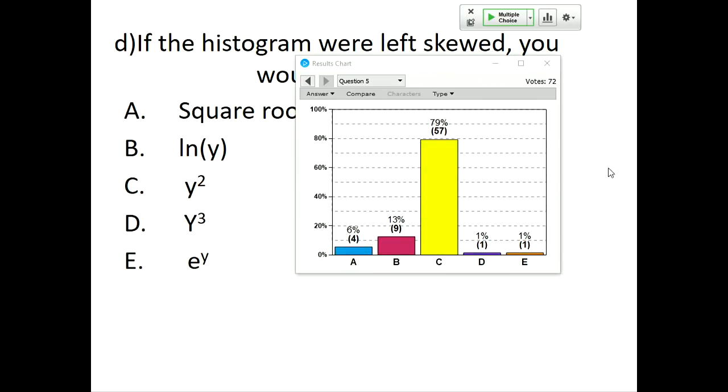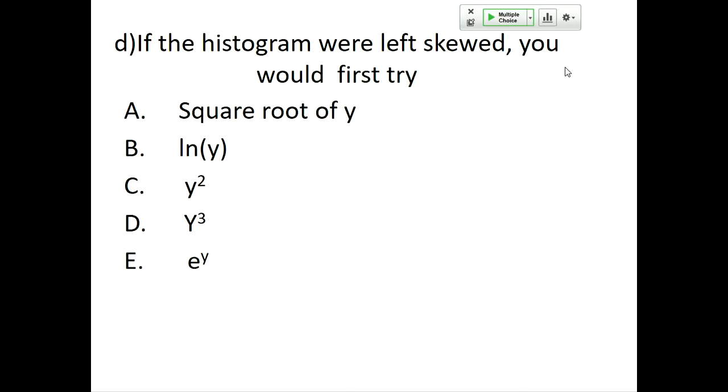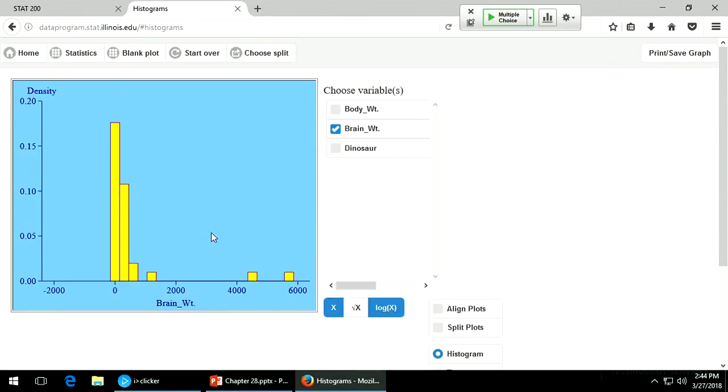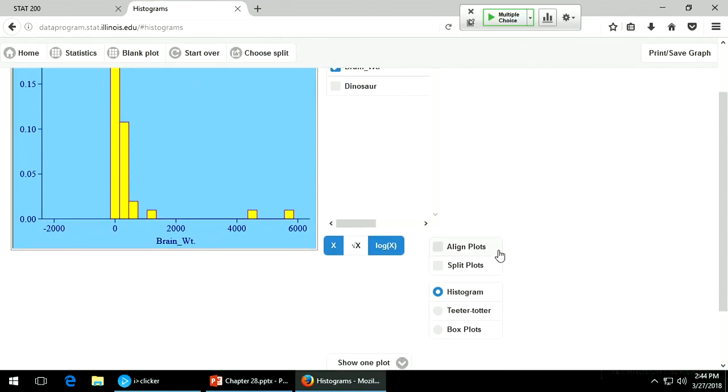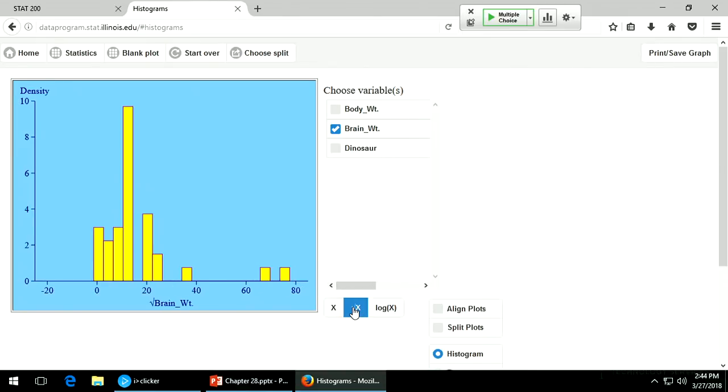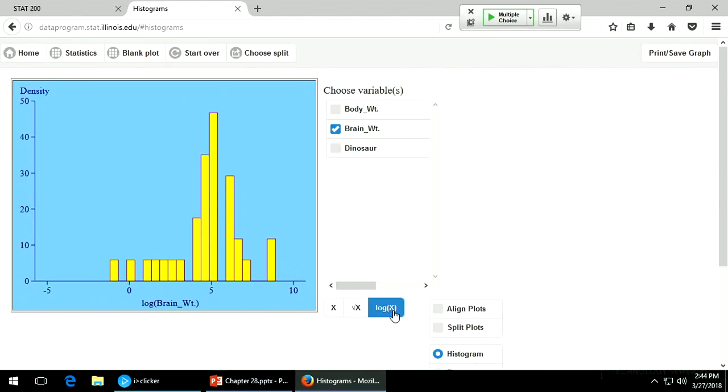Okay, so now let's go back to the data. Let's try it here and see what it looks like. So what would we try? We first try this, and then we'll try the log. It looks better. Looks much better, the log of the brain weight.